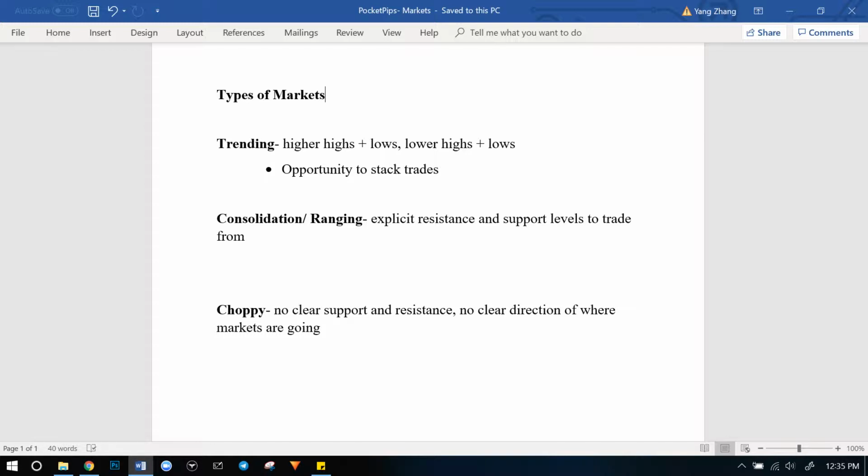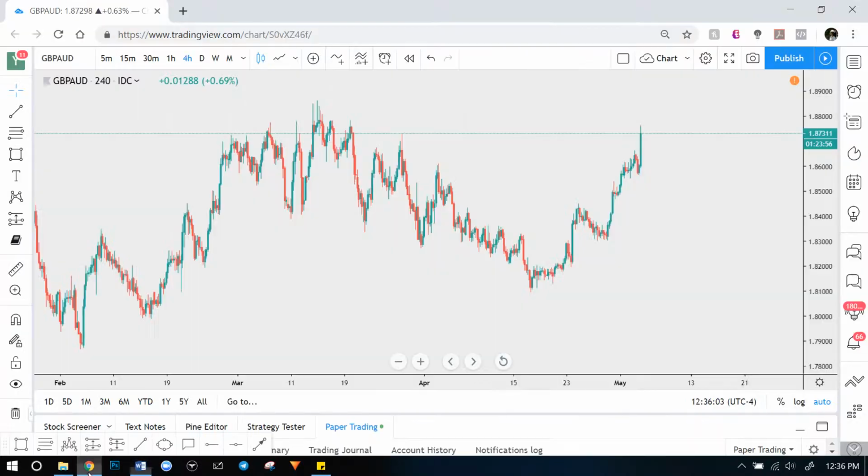In the consolidation or ranging market, you have an explicit resistance and support level to trade, to bounce back and forth from until something breaks. In a choppy market, there is no clear support or resistance, or there are multiple ones that are not really as defined, and there's no clear direction of where the market is going. Now you guys can take a picture of this, jot it down, but we're going over to the charts.